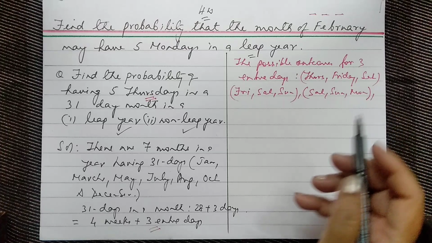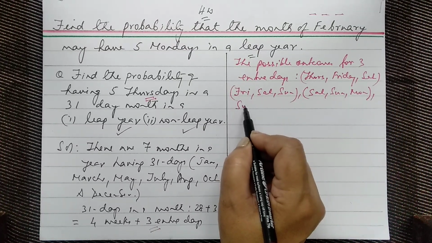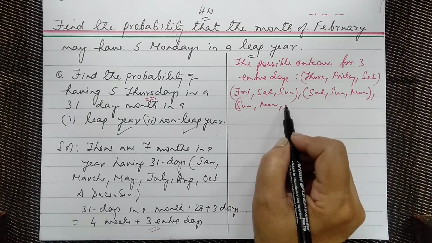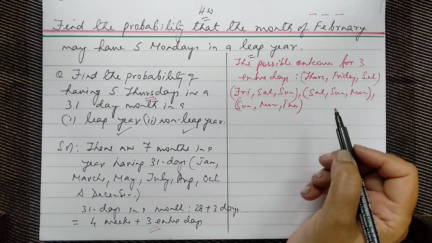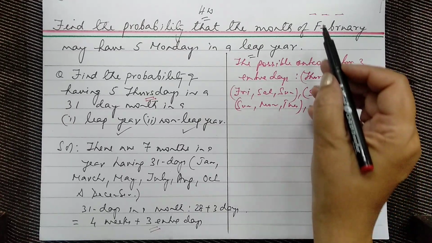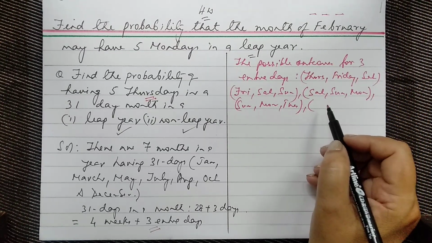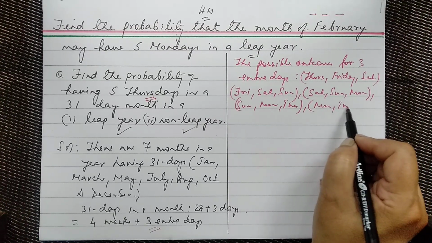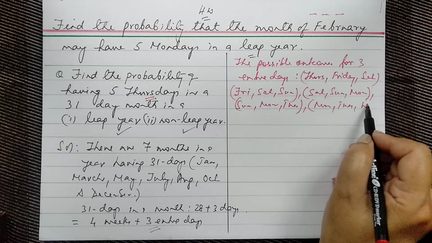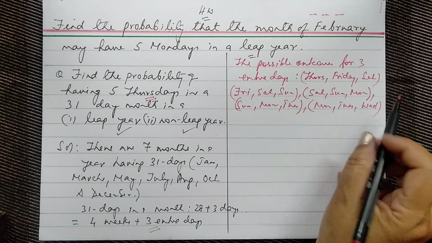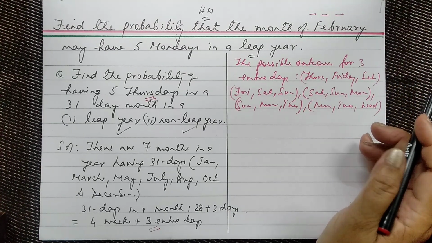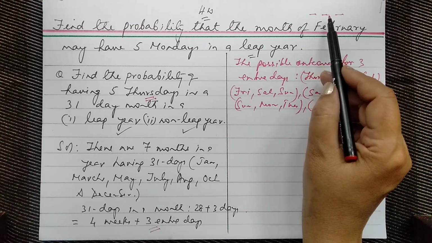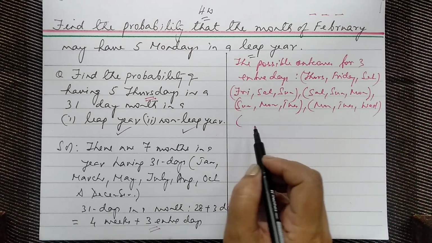Now what if Sunday comes there? In that case, we'll have Sunday, next day would be Monday and then Tuesday. So if the beginning was Monday, then what? Then we'll have Monday, Tuesday and Wednesday. What if there was Tuesday? Wednesday and Thursday, so that's another combination.